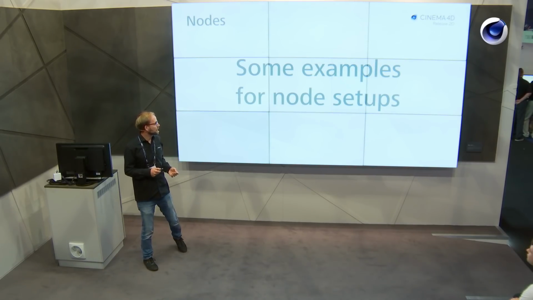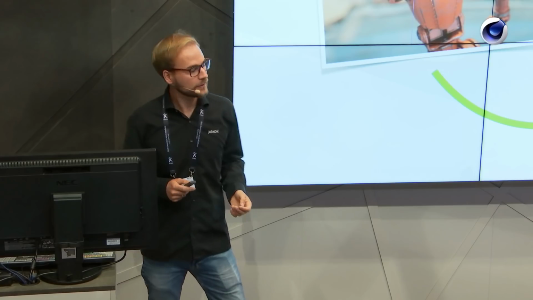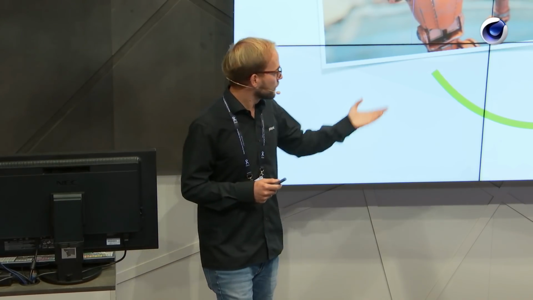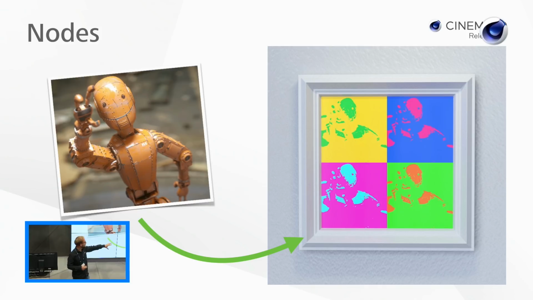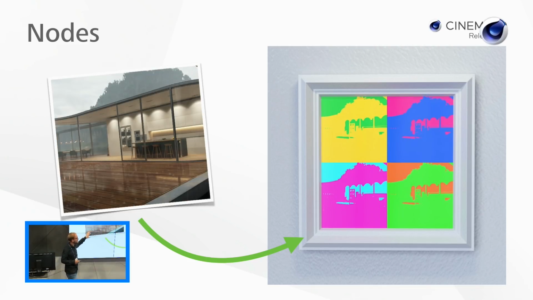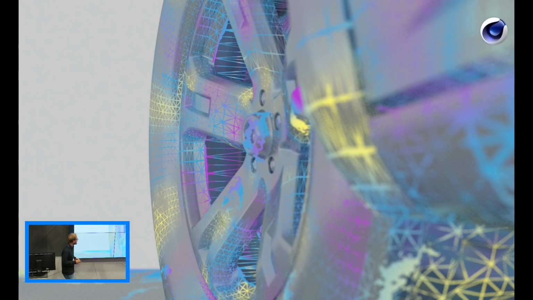OK, here are some examples of what you can do with nodes. Yeah, this shows the use case or the strength of nodes pretty well. So you've got an image, and you do something with it. In this case, you make 4 images out of it, increase the contrast, and colorize it. And if you replace this image with another image, you just have to do that in one place, and everything else will adjust. And this is actually the power of nodes.